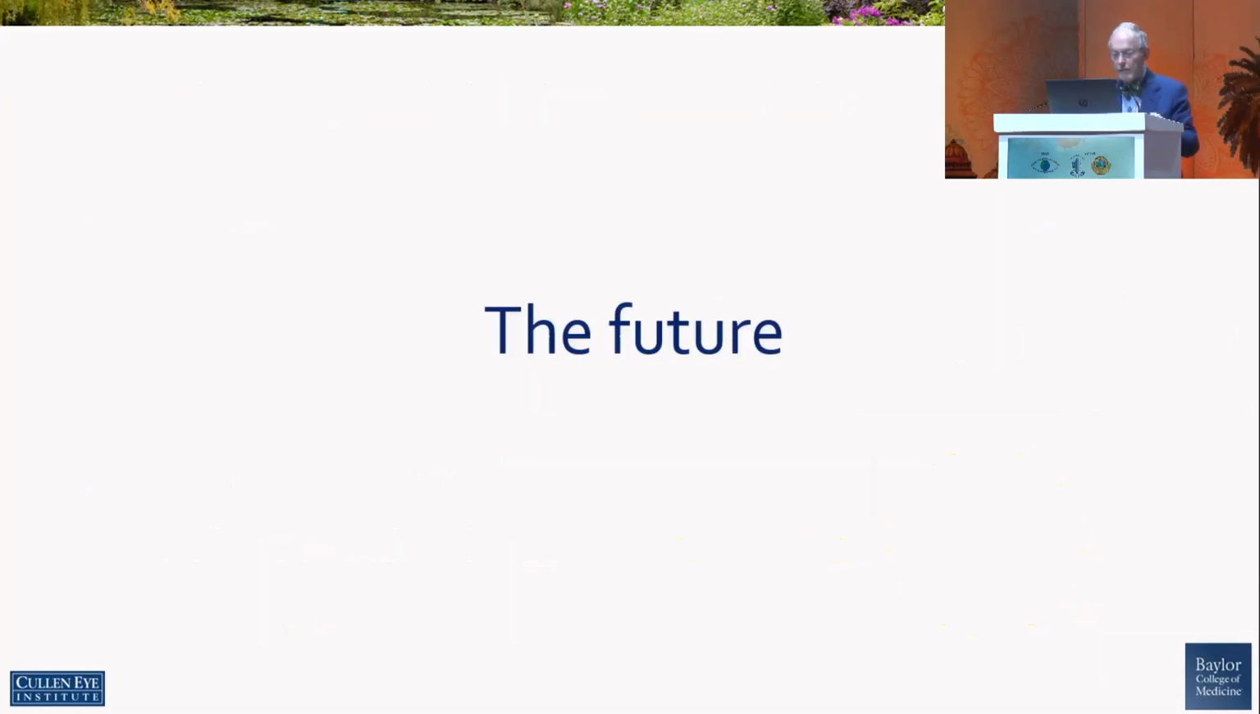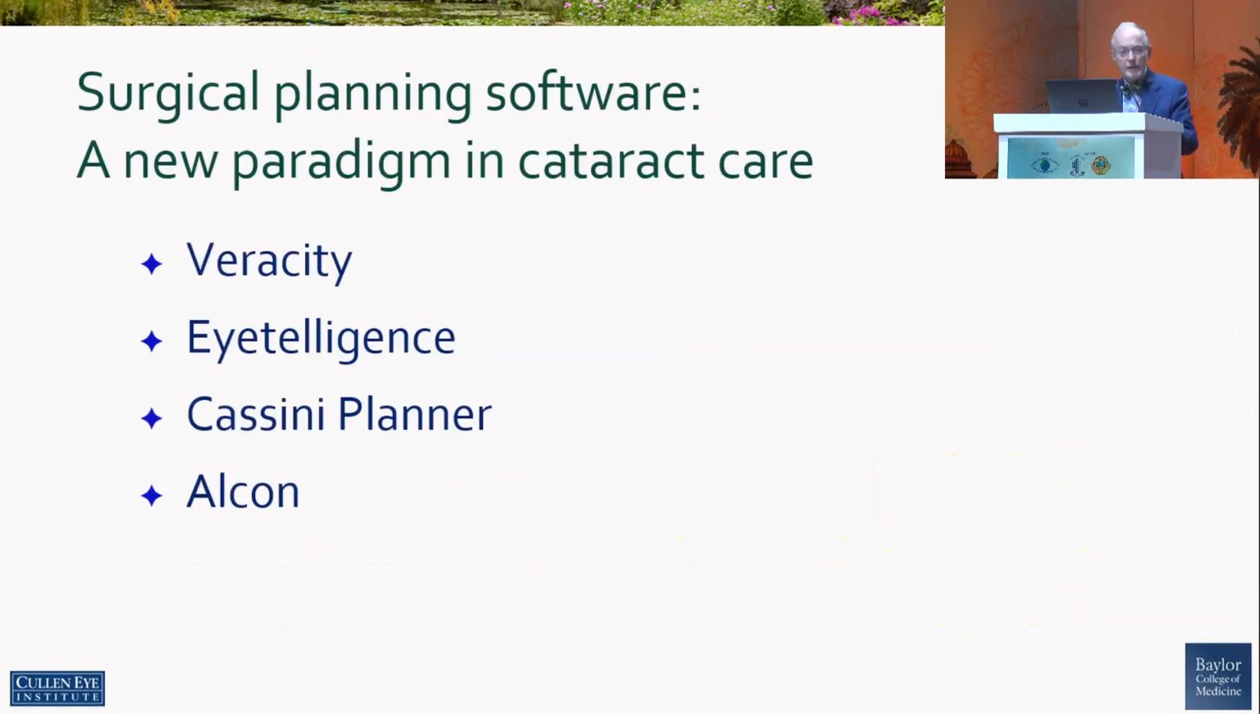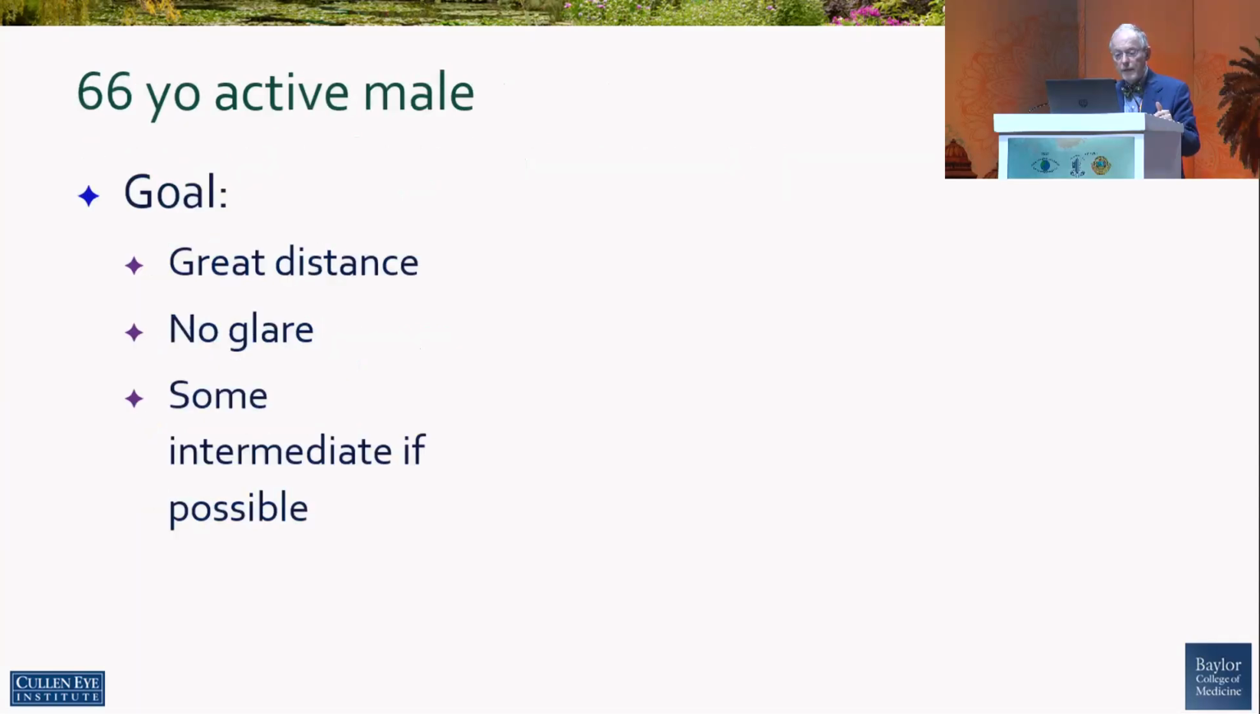And I think one other thing I'll just say is I think the future for all of us is going to be surgical planning software. And there are a number of them out there: Veracity, iTelligence from Bausch & Lomb, the Cassini planner, and Alcon will be coming out with its planner. And here's an example of how you can use it in your practice.